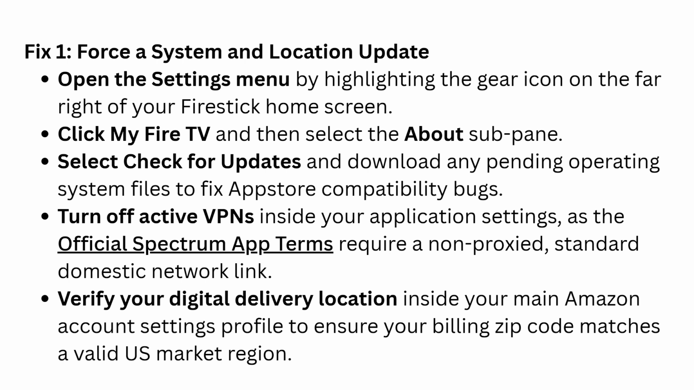Turn off active VPNs inside your application settings as the official Spectrum app terms require a non-proxied standard domestic network link. Verify your digital delivery location inside your main Amazon account settings profile to ensure your billing zip code matches a valid US market region.